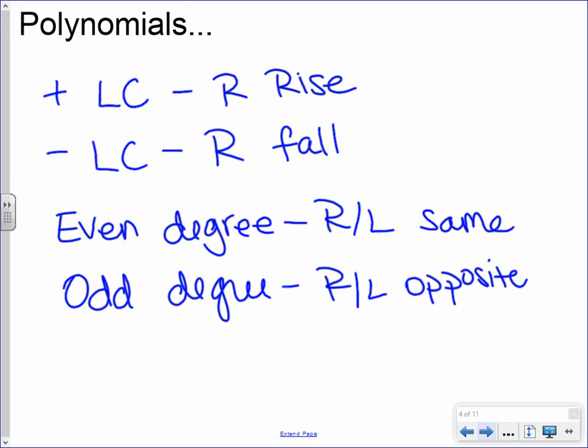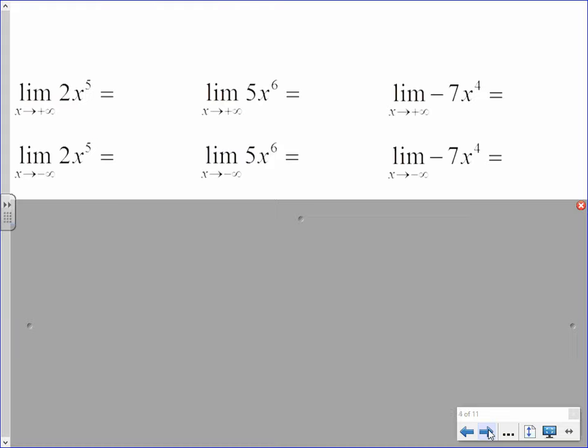Okay. If I give you limits towards infinity of polynomials, you need to think of the leading coefficient test. Now that we've talked about this, does this ring a bell? Yes. Okay. So, we're going to go through some examples. We'll start here. I have the limit as x approaches positive infinity of 2x to the fifth. And I have the limit as x approaches negative infinity of 2x to the fifth.